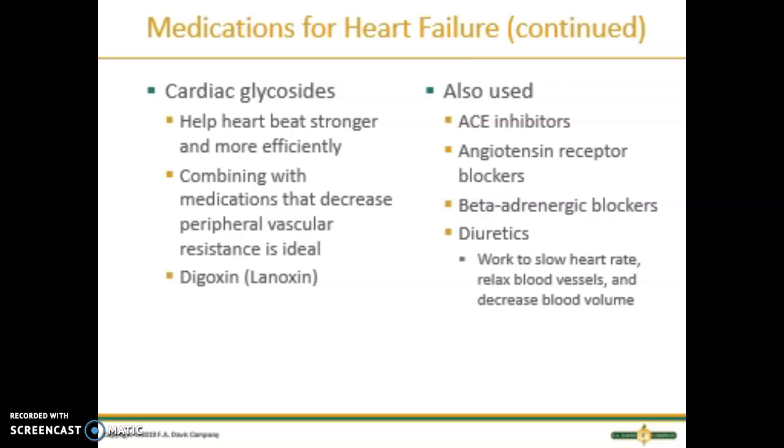Patient teaching that's included with digoxin is to have the patient check their heart rate and make sure that they are holding medications for heart rates less than 60 beats per minute. Also used for congestive heart failure are the ACE inhibitors that we talked about, the angiotensin receptor blockers, the beta adrenergic blockers, and the diuretics. And these are all utilized to treat congestive heart failure as well.